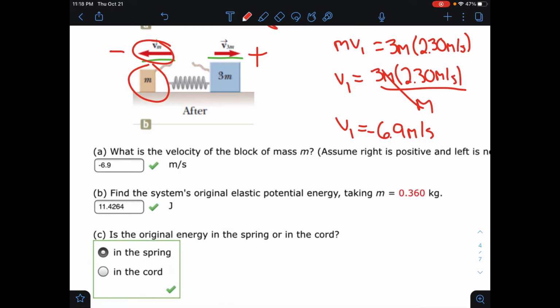Now, find the system's original elastic potential energy, taking m equal to 0.360 kilograms.